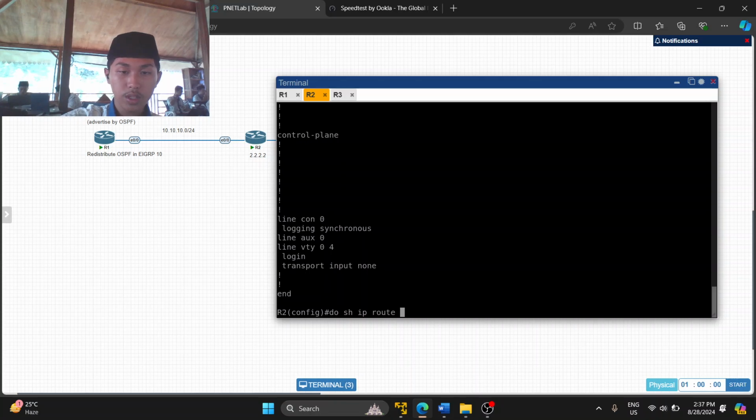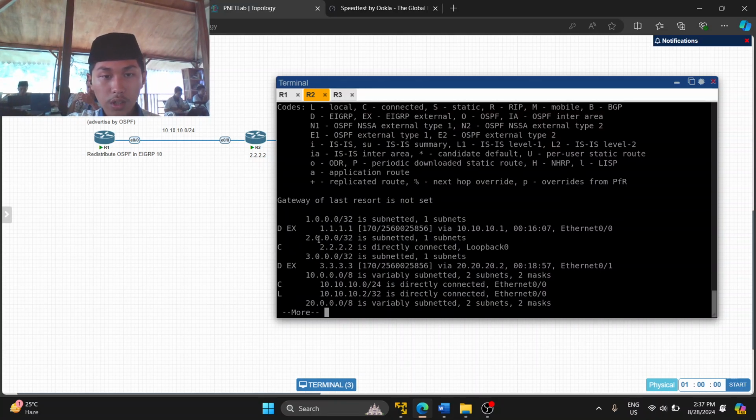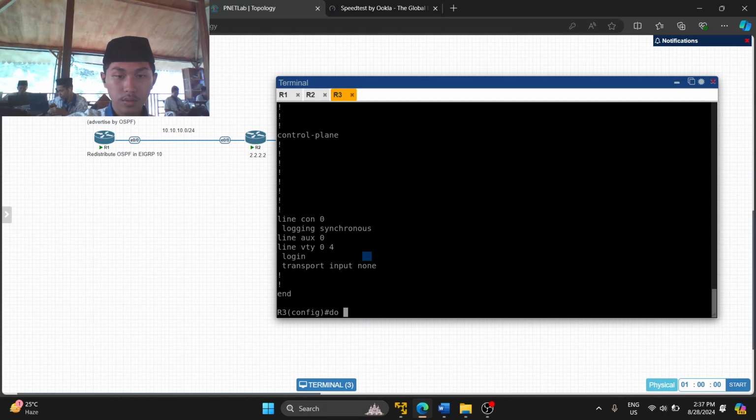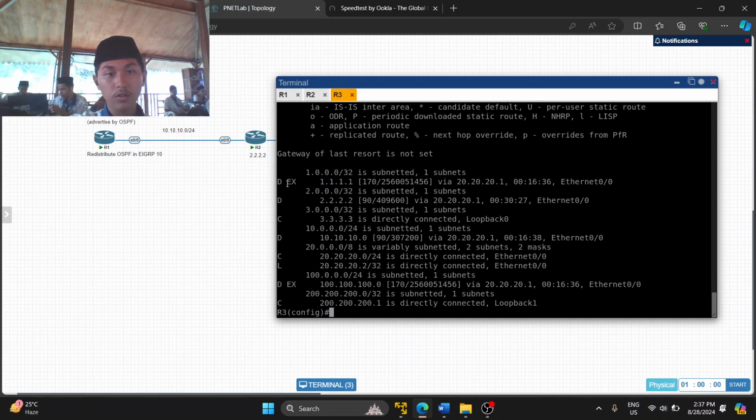Then let's see the routing table from router 2. We have the OSPF routing network from router 1, that is 1.1.1.1. And also we have the RIP from router 3. Also we have the OSPF from router 1, and we also have the RIP from router 3. Let's check also the routing table from router 3. We have OSPF from router 1, 1.1.1.1, and also 100.100.100.0.